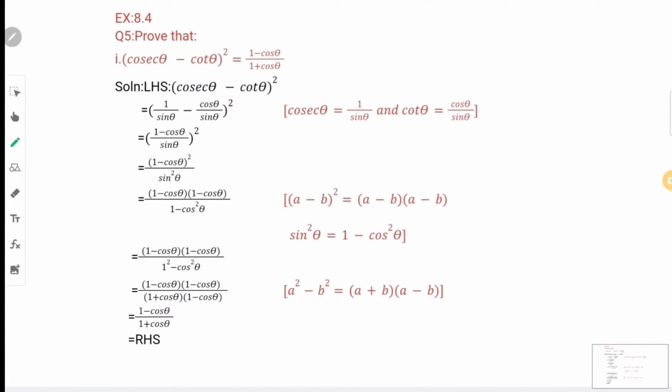Okay, we'll be starting exercise 8.4. All right, question number 5. Prove that. In this exercise, what we'll usually be doing is trying to prove that the left hand side equals the right hand side. All right, so let's go about with the first.